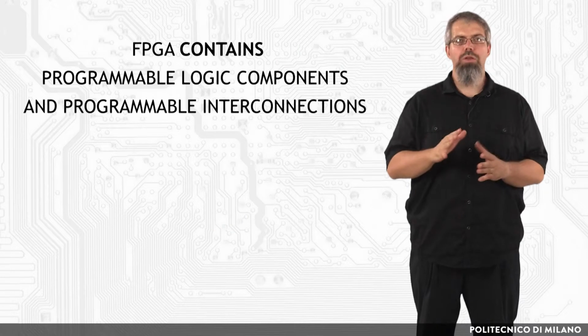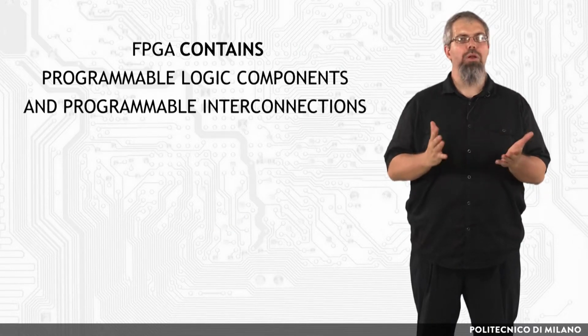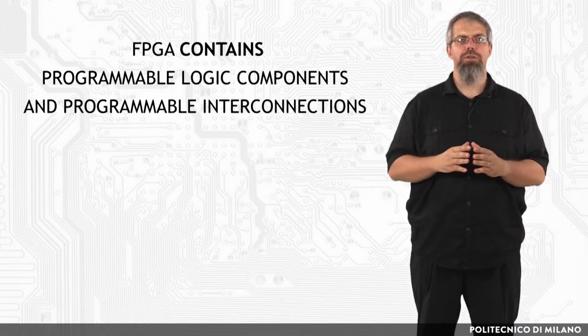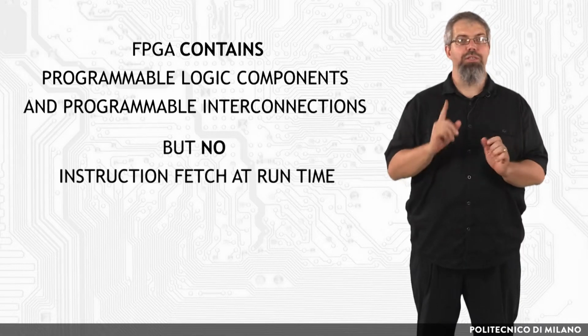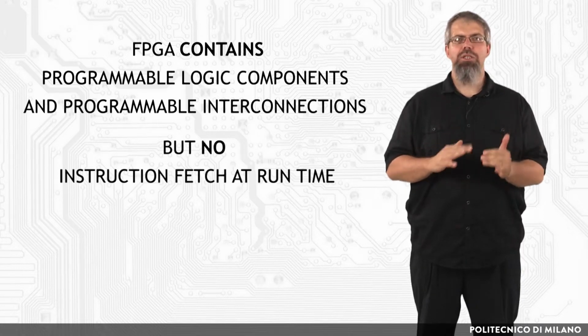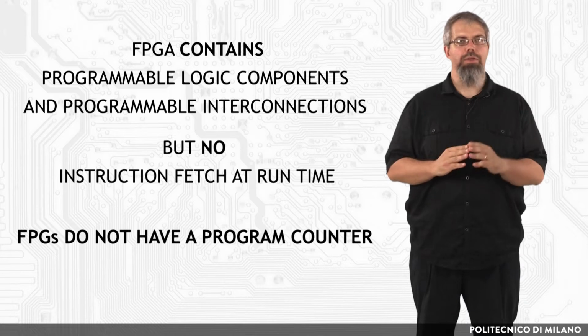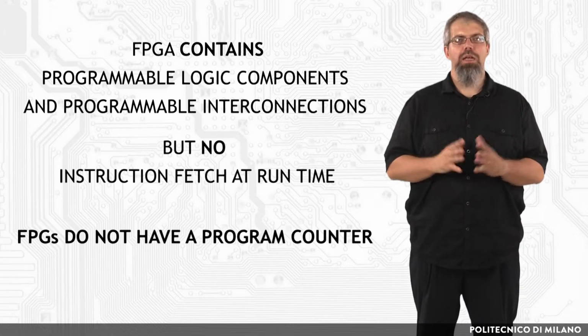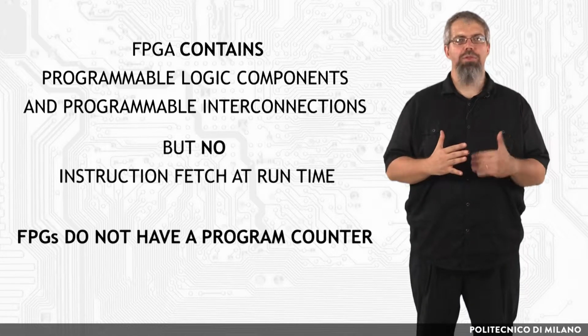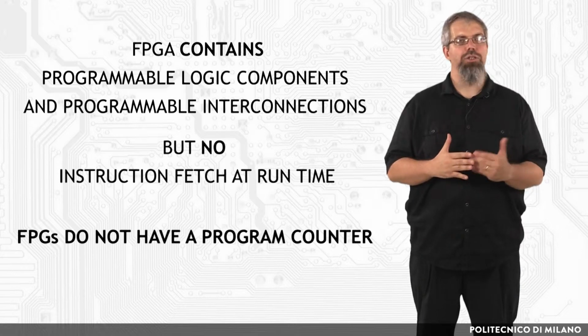computational point of view. We know that an FPGA is an integrated circuit, or IC, that can be programmed to implement different applications. We know that an FPGA contains programmable logic components and programmable interconnection, but no instruction fetch at runtime, which means FPGAs do not have a program counter. In most FPGAs, the logic components can be programmed to duplicate the functionality of basic logic gates or functional intellectual properties, also known as IPs.